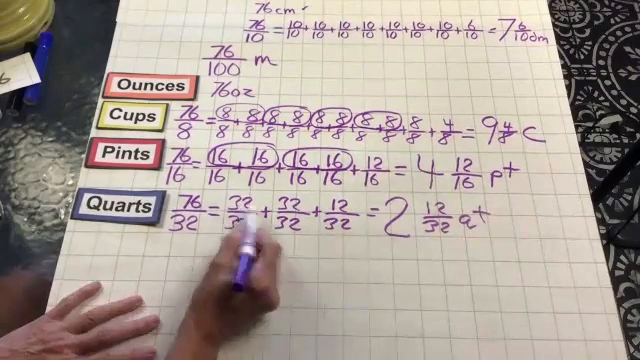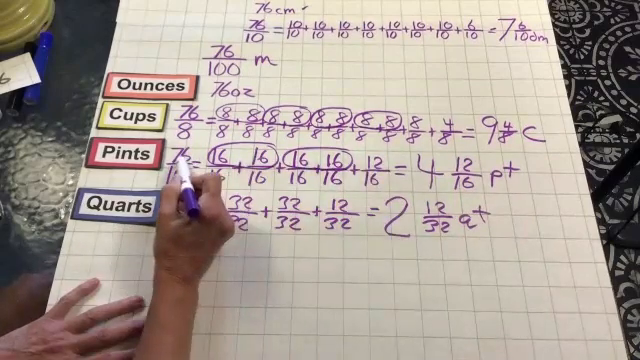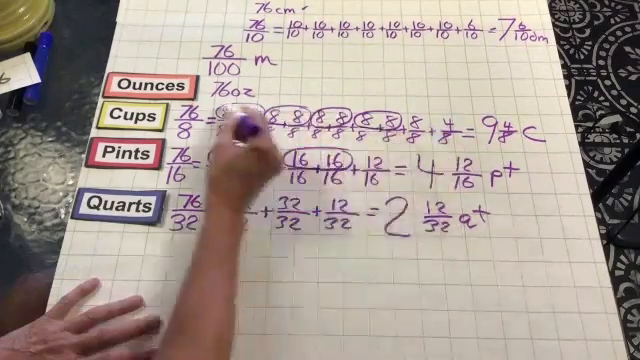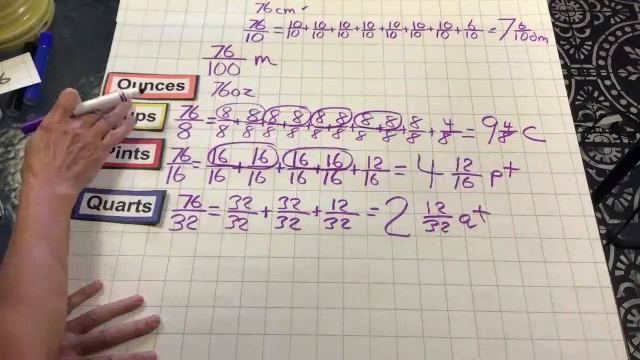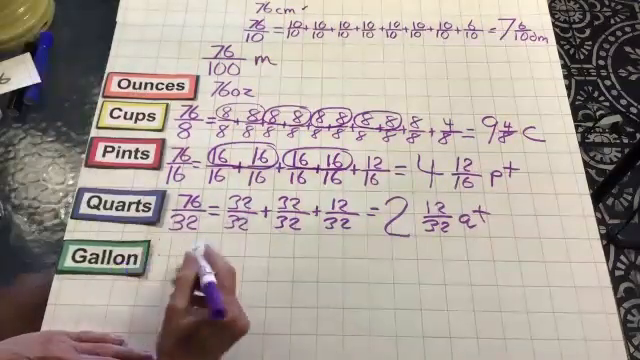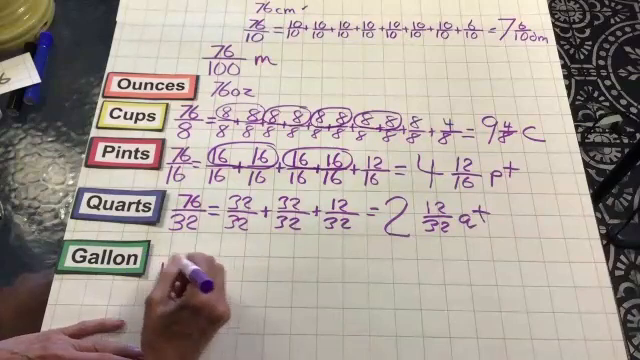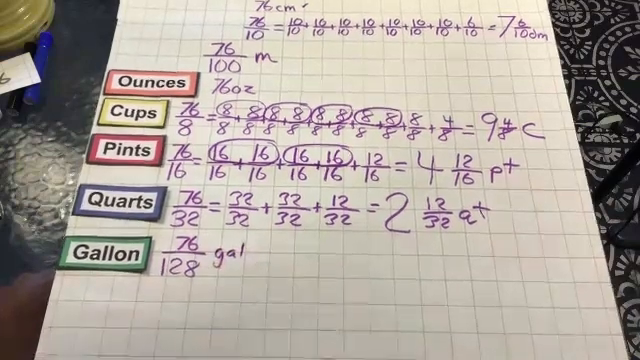All right. If we added these up, it would equal 76. If we add all this up, breaking it apart in different sizes. We broke it apart in cups, pints, quarts. Let's go to gallons. It takes 128 ounces to make a gallon. We only have 76, so we have just a part of a gallon, no more.